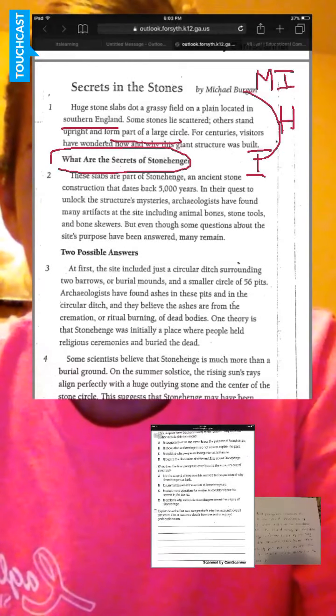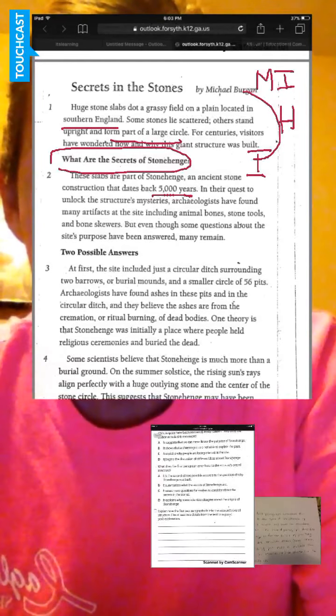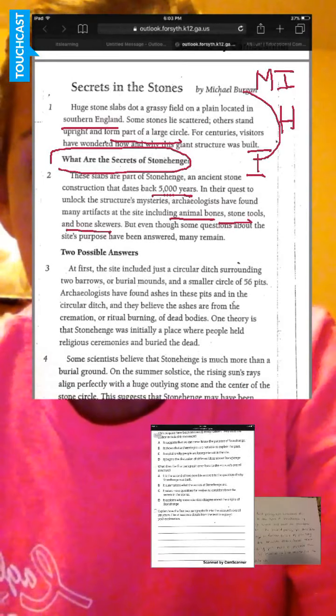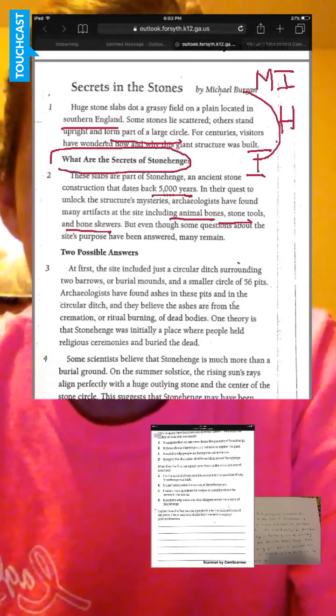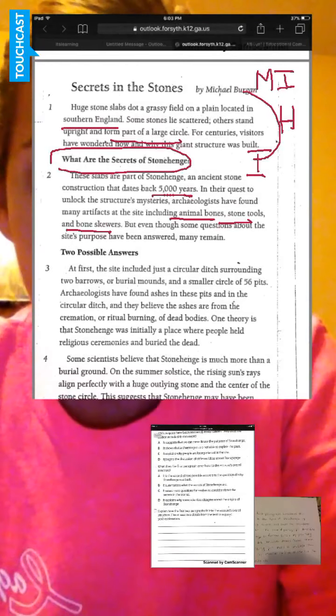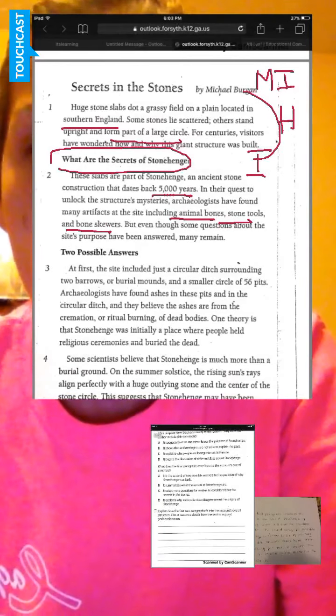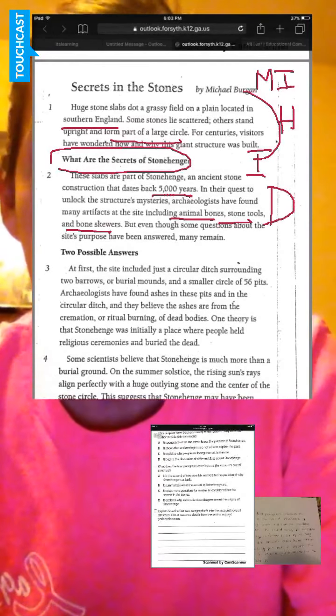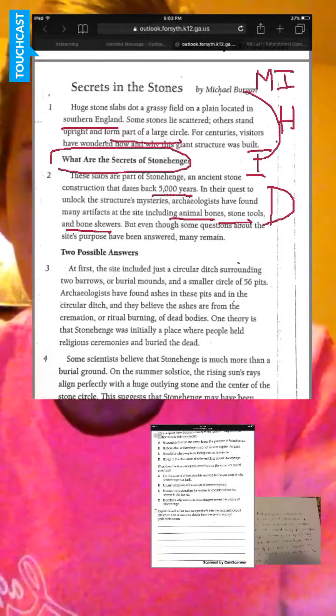When I look here, I notice a lot of details. 5,000 years old. The site includes animal bones, stone tools, and bone skewers. These are a lot of details, and anytime I see details that are surrounding a particular topic, I know that that's going to be a description text structure. So I want to make sure that I include that in my constructed response as well. Once I've acquired all that knowledge from those two paragraphs and gone back and thought about the purpose and the function and the text structure, I think I'm ready to write my constructed response.